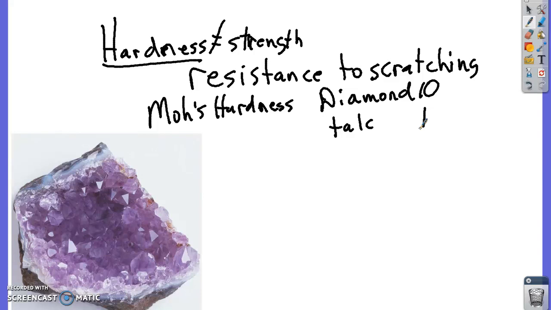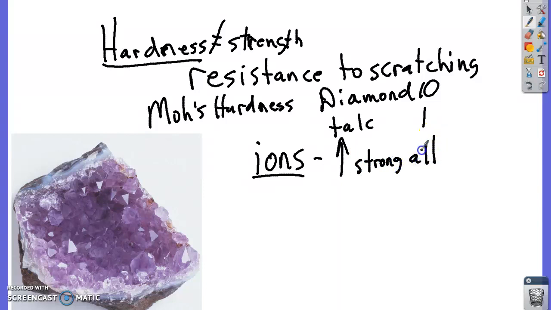Now, once again, it depends on the attraction. The stronger those chemicals are stuck to each other, the harder that thing is going to be. If you have ions, which a lot of crystals are, then it's going to have a very strong attraction, and they tend to be very hard. On the other hand, if they don't have as great a charge between them, then they don't have as much of an attraction, and therefore they're not going to be as hard.